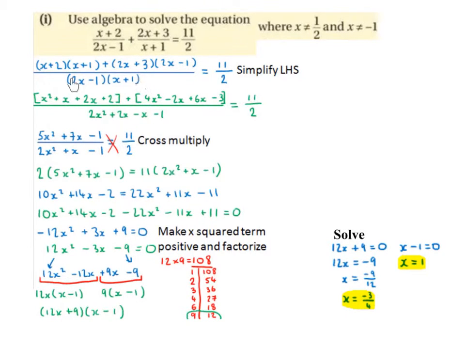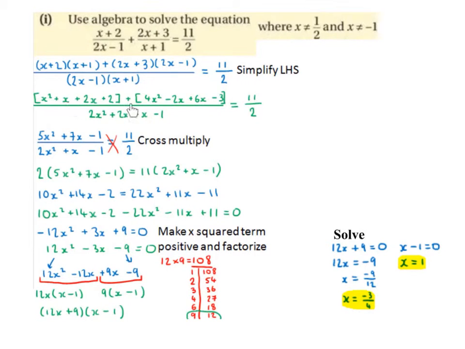Then we're going to multiply out the denominator. So 2x by x is 2x squared. 2x by 1 is plus 2x. Minus 1 by x is minus x. Minus 1 by plus 1 is minus 1. And this is still equal to 11 over 2.